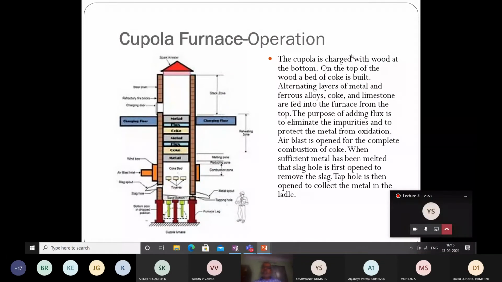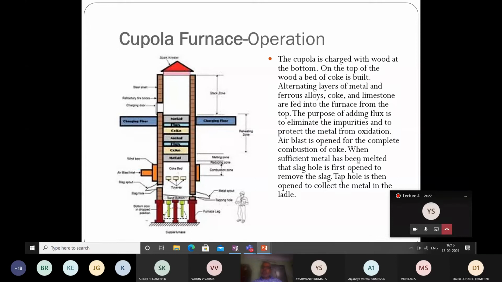Now the cupola is charged with wood at the bottom. On top of the wood, a bed of coke is built. Then alternate layers of metal and ferrous alloys, coke and limestone are added. Limestone is nothing but flux. It is fed into the furnace from the top. The purpose of adding flux is to eliminate the impurities and to protect the metal from oxidation. So why are we adding flux? Impurities should be eliminated, whereas metal oxidation should be prevented. Then the air blast is opened for complete combustion of the coke.